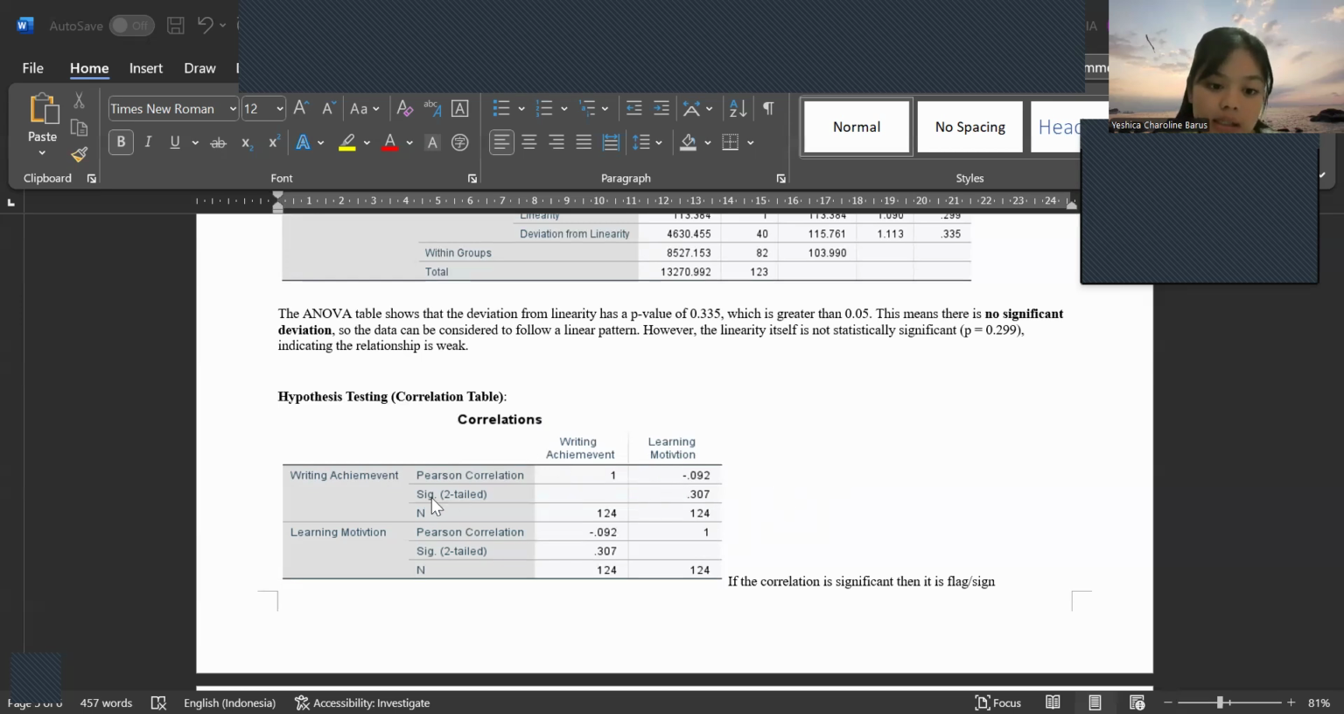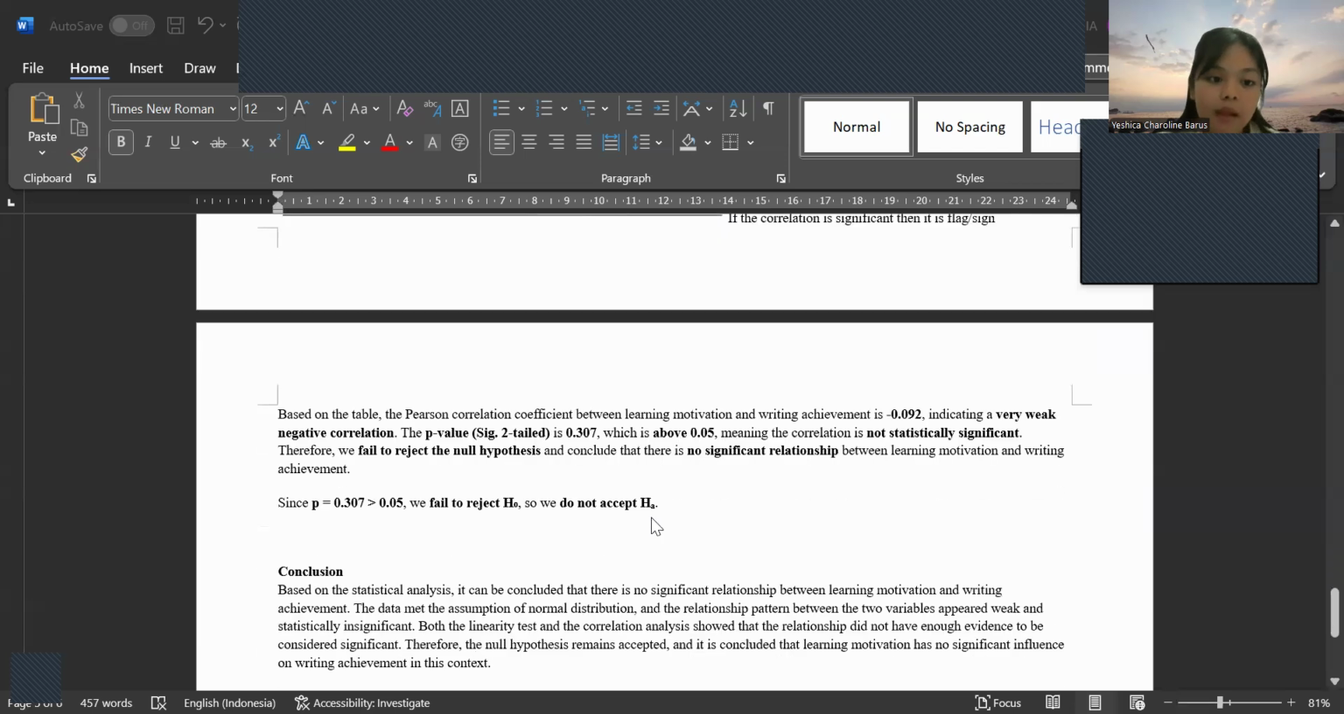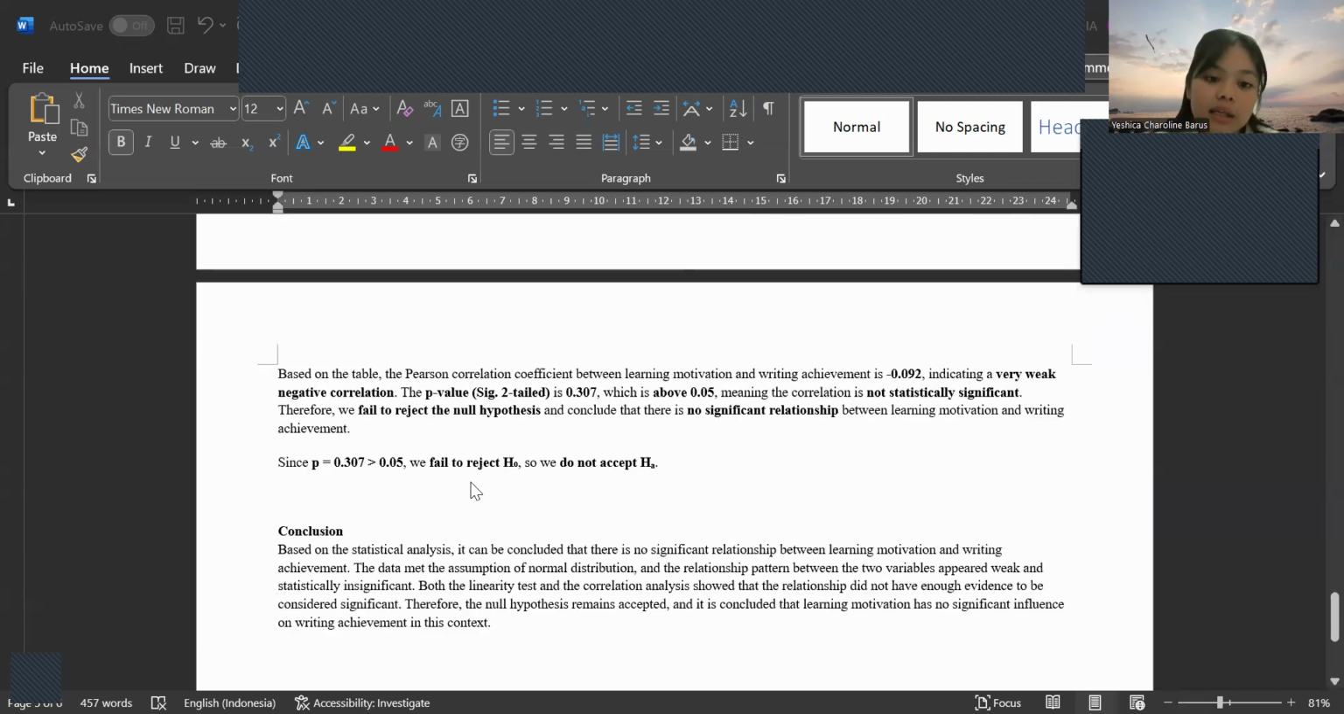And then the significance two-tailed, also known as the p-value, is 0.307. It's above 0.05, and it shows the correlation is not statistically significant. And from this, we can say that we failed to reject the null hypothesis. Since we failed to reject the H0 hypothesis, we do not accept the HA hypothesis.